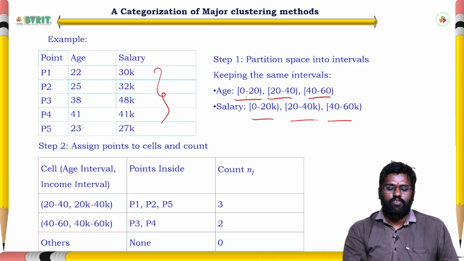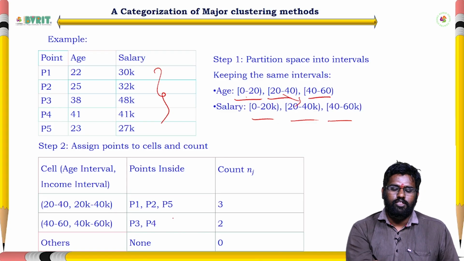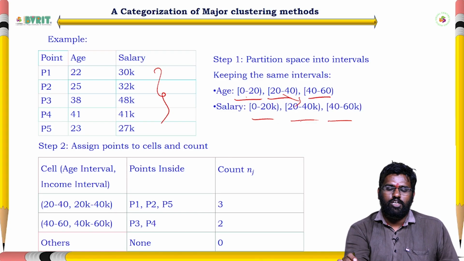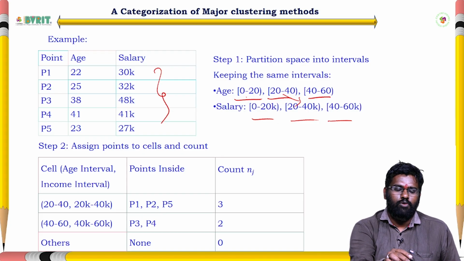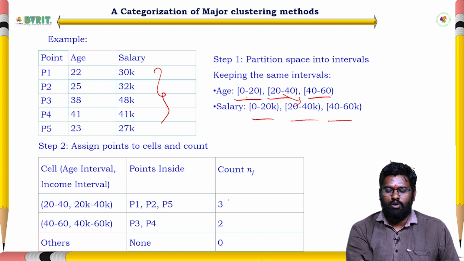And then the next interval: 20 to 40 for age, and 0 to 20k for salary. So how many points do these two contain? P1, P2, P5, with ages 22, 40 and salary 22, 40k. So those are P1, P2 and then P4, P5. So how many points are this? Total 3 points are like this.